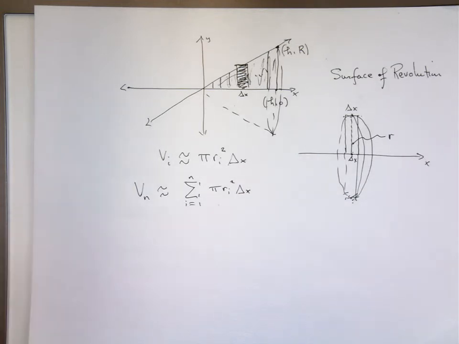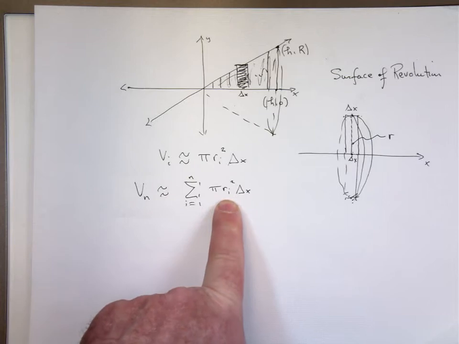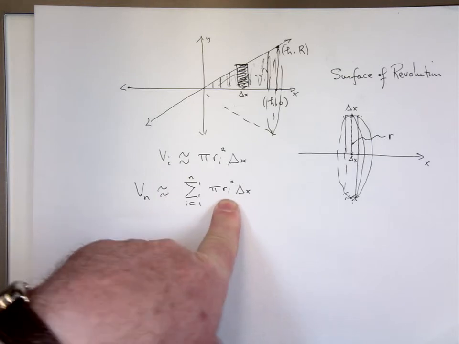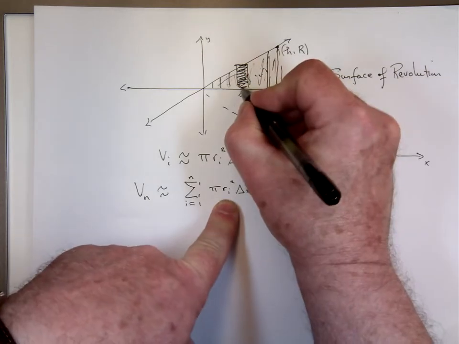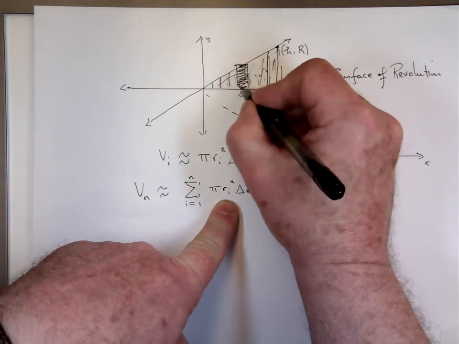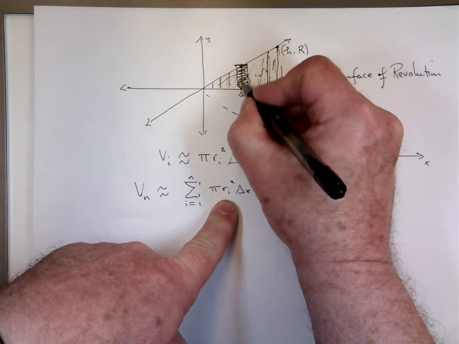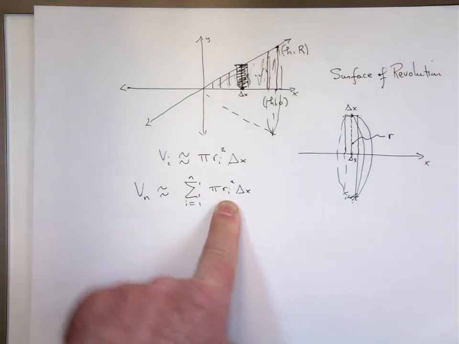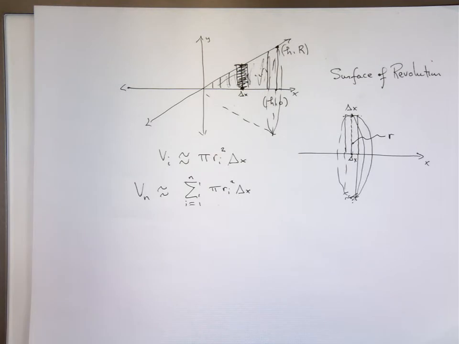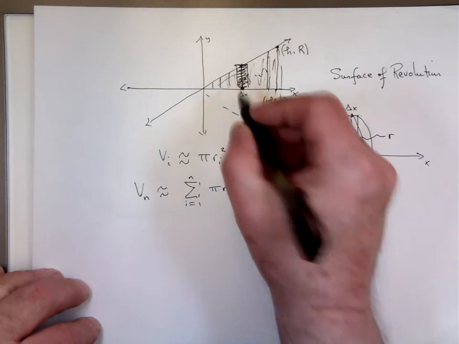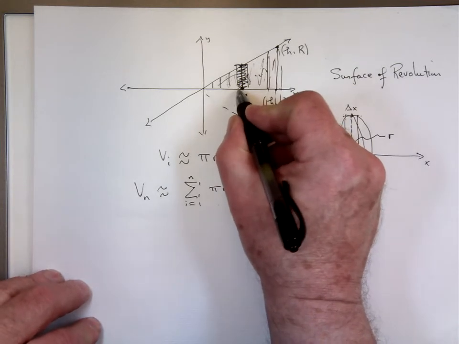Well, let's take a look at this r here. What is this r equal to? It's the distance from here up to here. What is that distance equal to? What is that height above the x-axis equal to? Yeah, that's exactly what it is. Nice. So I can use the x coordinate here, or this one, or anyone in the middle.